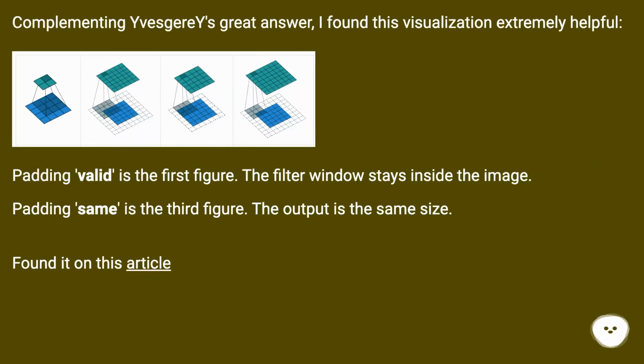Complementing Avastiri's great answer, I found this visualization extremely helpful. Padding valid is the first figure. The filter window stays inside the image. Padding same is the third figure. The output is the same size. Found it in this article. Visualization credits: Damoulin at GitHub.